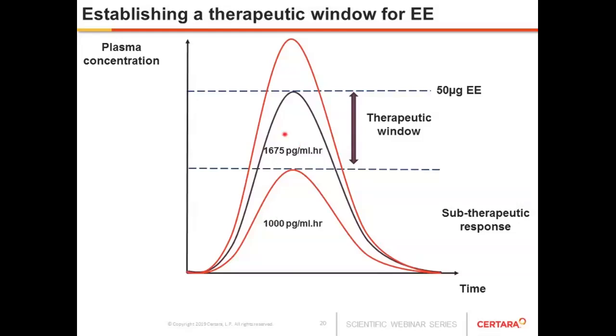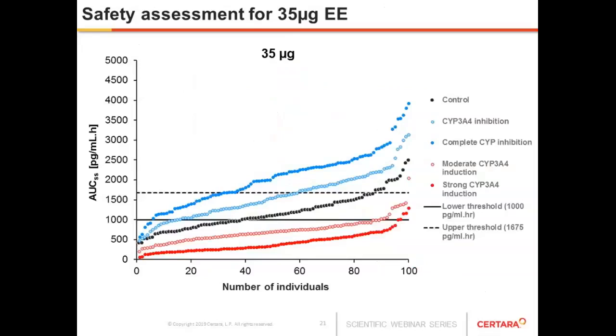So what we did was then use our model to run simulations in different individuals to find out what percentage of individuals fell within this therapeutic window. Now, this slide shows the simulations that were done using 35 microgram of ethinylestradiol. 35 microgram ethinylestradiol is the most common dose in formulations of combined oral contraceptives.